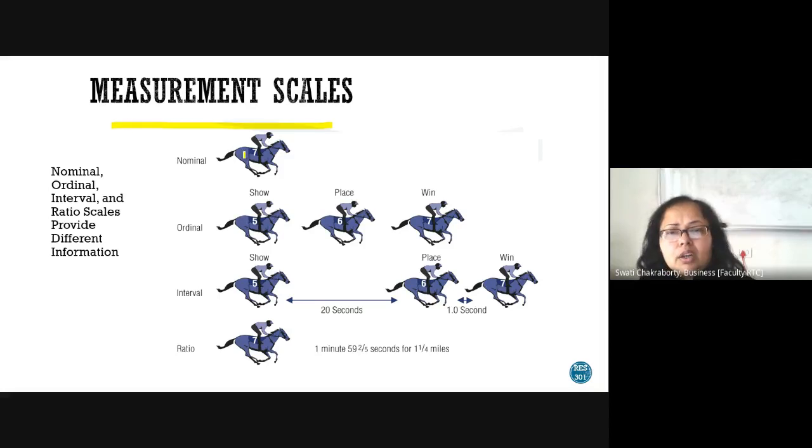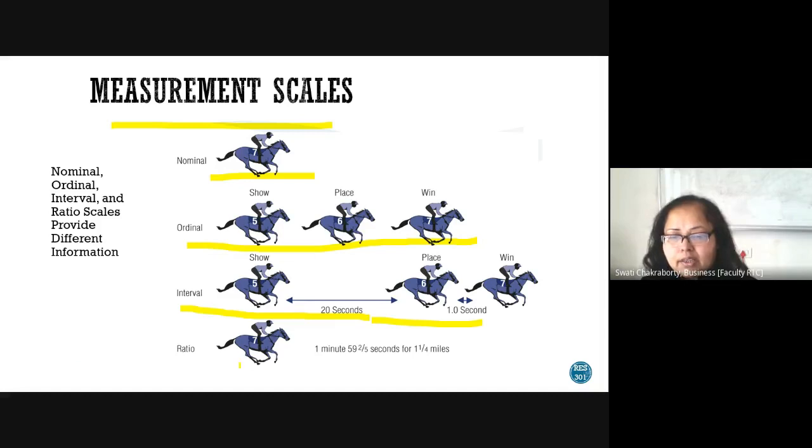Okay, so see this, when we say nominal, it's just your position, just by yourself. Ordinal is where you show the positions. Interval is where you talk of the gap. And ratio is absolute zero, where we talk of, say, 1 minute 59 2/5 seconds for 1.14 miles. You're measuring it, time and the miles.